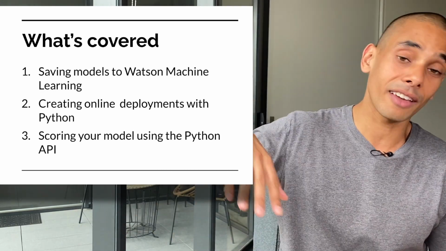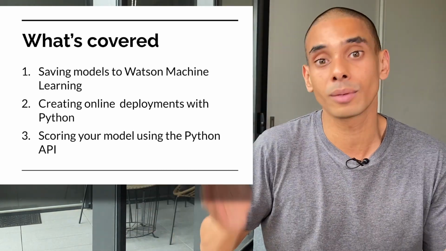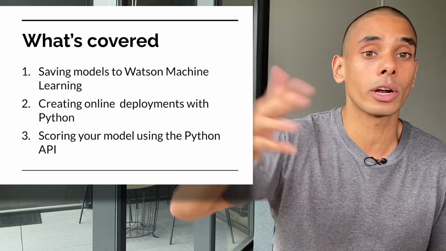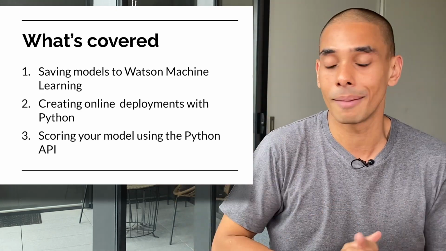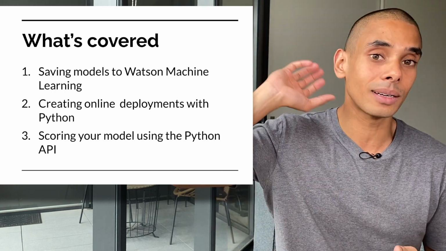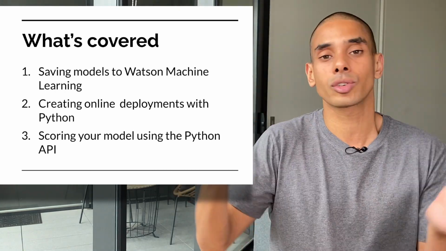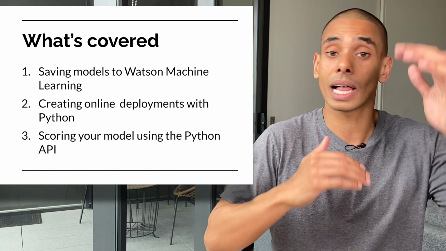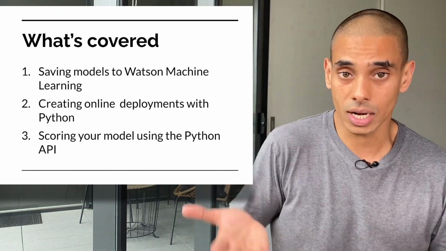We'll then take that saved model and we'll actually create an online deployment. So this will allow us to make live scoring requests using our Python API. And then last but not least, we're actually going to do exactly that. So we'll take our deployed model, send some data up, and actually get a scoring request back. So you'll actually be able to see your predictions in real time.